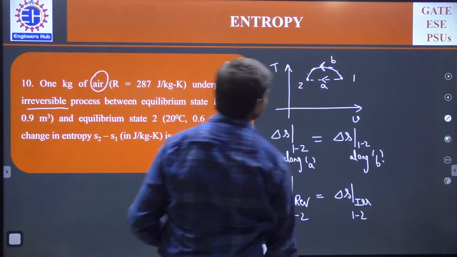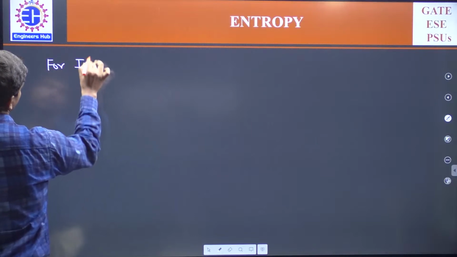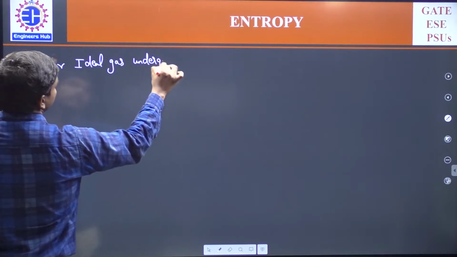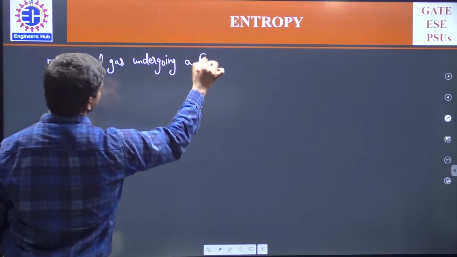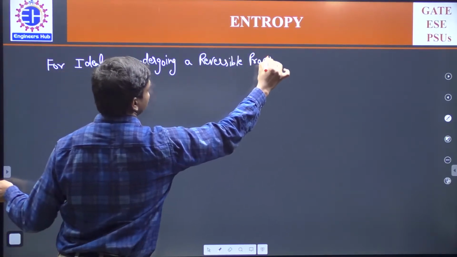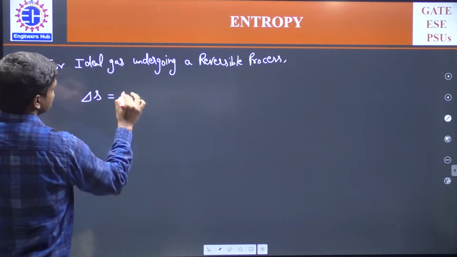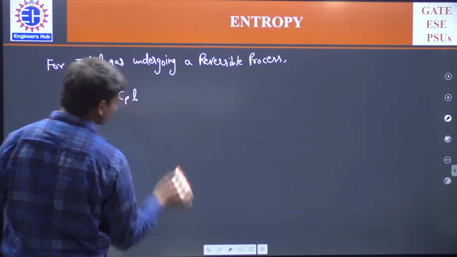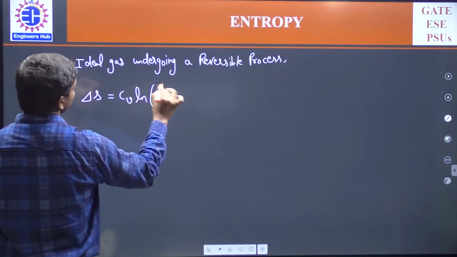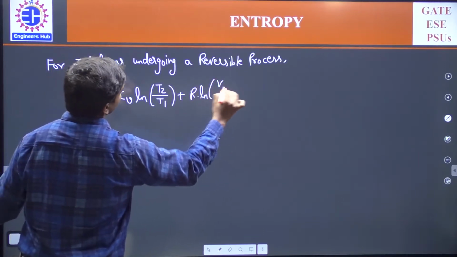So if you calculate this value, we have for an ideal gas undergoing a reversible process, we know the formulas. Correct? So let us apply. For a reversible process, this delta S is equal to, I think volumes are given, so let us use the formula in terms of volumes and temperatures: Cv ln T2 by T1 plus R ln V2 by V1.